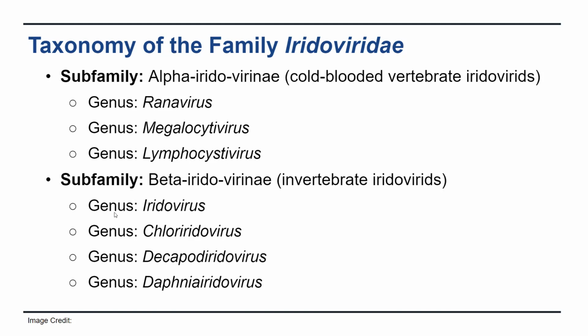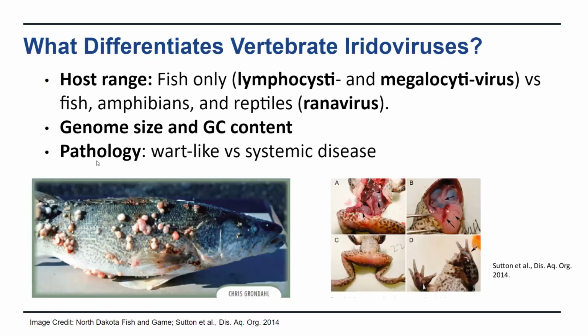So two subfamilies of viruses, one that affects insects that I'll say nothing more about, and a second subfamily that affects cold-blooded vertebrates. And those are the ranaviruses, the megalocytoviruses, and the lymphocystis viruses. Now, how do you distinguish one from the other? It turns out they're distinguished in a very simple way by host range, genome size, and pathology. Lymphocystis virus and megalocytoviruses only infect fish, whereas ranaviruses infect not only amphibians, but also fish and reptiles.